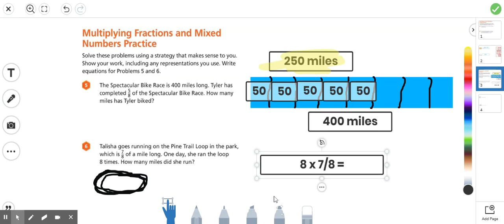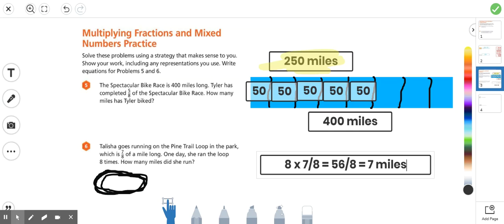If I have 8 groups of 7/8, then I have this 7, my numerator, 8 times. Okay? So then my answer would be 56/8. And then when I look at that, I'm like, 56/8. Well, I already saw a pattern there with 8s and 56. So that means that in all, she ran 7 miles.